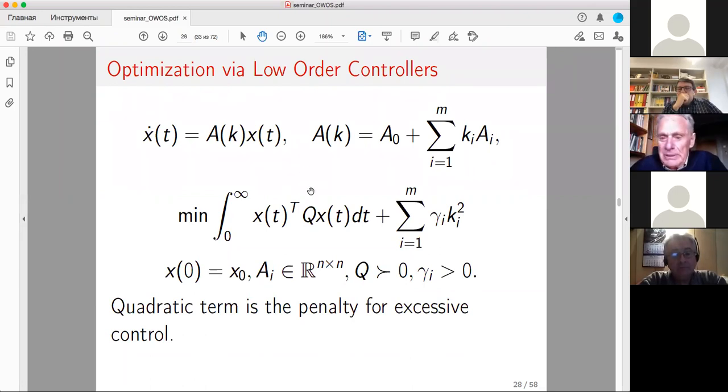And first of all, let's look at the problems where the right-hand side matrix K depends on some scalar variables, M scalar variables K. And our goal is to choose these variables K in such a way as to minimize this quadratic integral term, plus some penalty for large controls. And well, so, what are the examples of such problems?